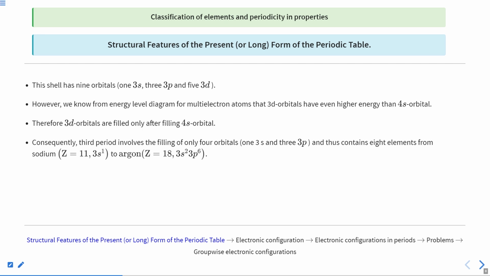However, we know from the energy level diagram of multi-electron systems that the 3d orbitals have even higher energy than the 4s orbital. We have studied this in the structure of atom, how the n plus l value decides it, so we will not go into that again. Therefore, the 4s orbital is filled before the 3d orbitals. Consequently, the third period involves the filling of 4 orbitals, 3s and 3p, and thus contains 8 elements from sodium to argon.